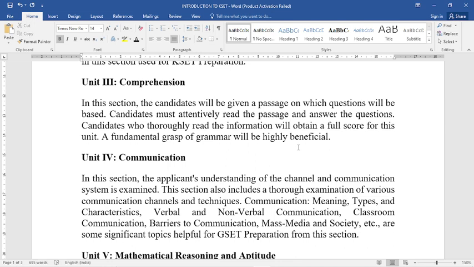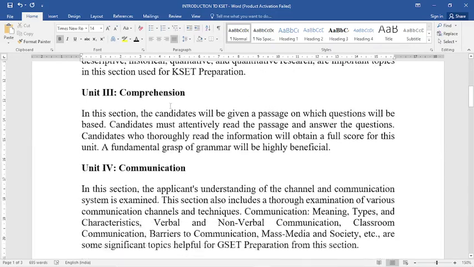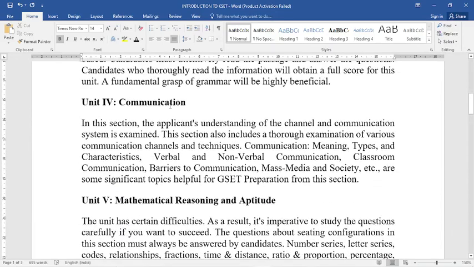So it is going to be easy for those people who are good in English grammar. They can crack the comprehension passage easily and answer the questions very well. The answer is hidden in that passage. We need to find those answers and can answer all these questions. In total, 5 questions are going to be asked from comprehension, 5 from research aptitude, and 5 from teaching aptitude. And the next one is communication.